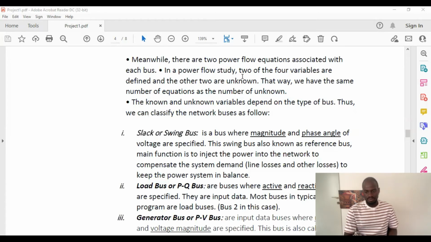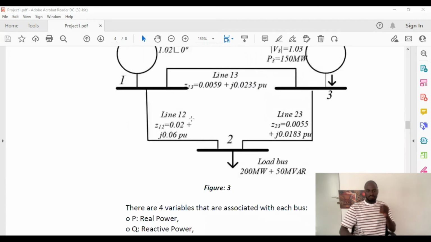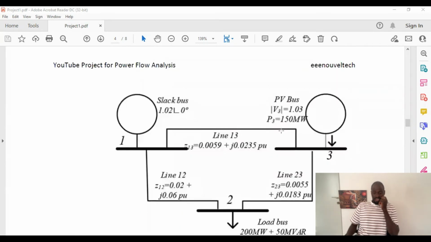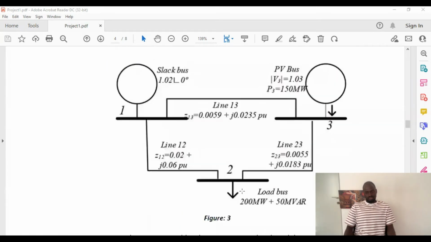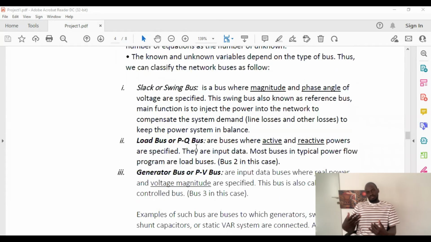So you can see we typically have 3 types of bus. For example, slack bus, generator bus, and load bus. PV bus is also known as generator bus. What is a slack bus? Let's have a brief definition of them. A slack bus is the bus where the magnitude and phase angle of the voltage are specified. Usually the magnitude is 1 and the phase angle is 0, or they might just give you a specific number so you can understand.